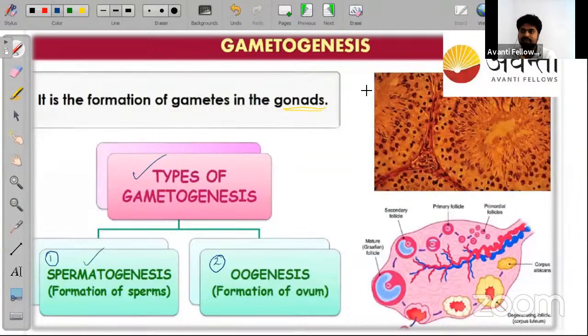ठीक है, हो गया, simple सी बात है. If you have any type of doubt, then you can put a message in the chat box. Okay, I will try to clarify your doubt. So going to the next, guys.